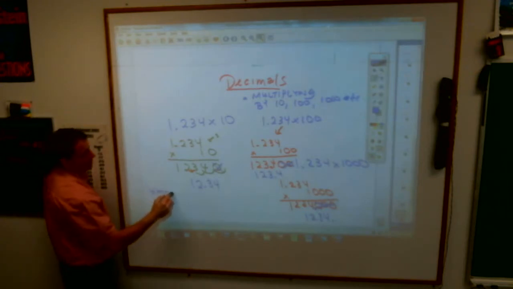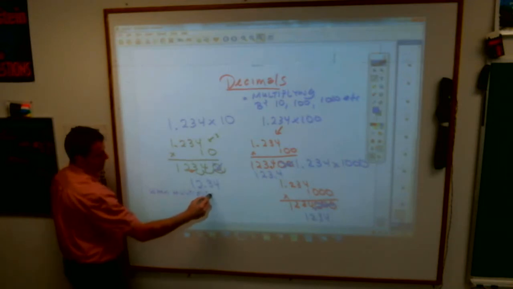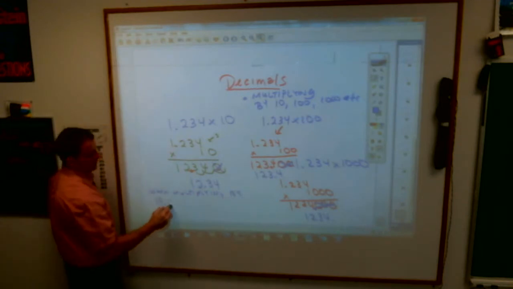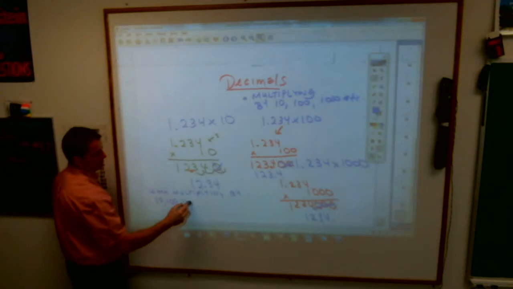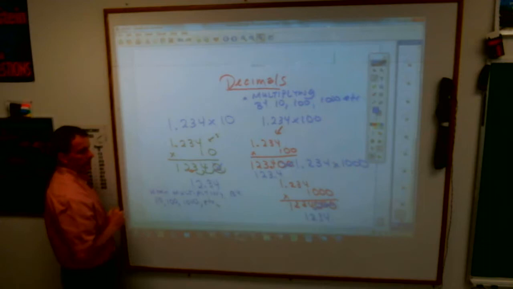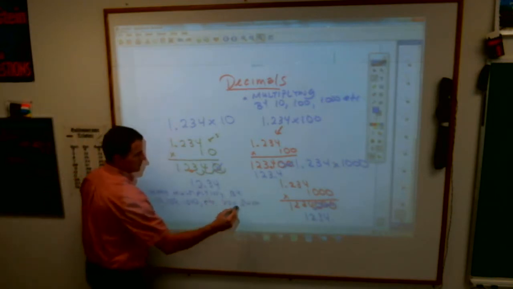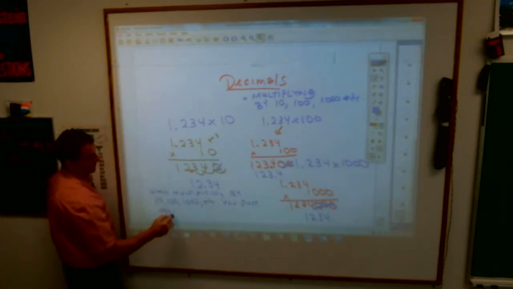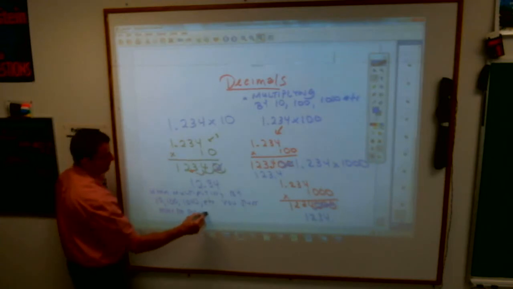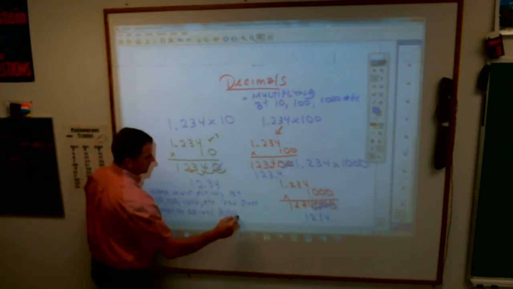When multiplying by 10, 100, 1,000, 10,000, whatever, etc., you just move the decimal, and it's important that you move it the right direction. To which direction? To the right, R-I-G-H-T.